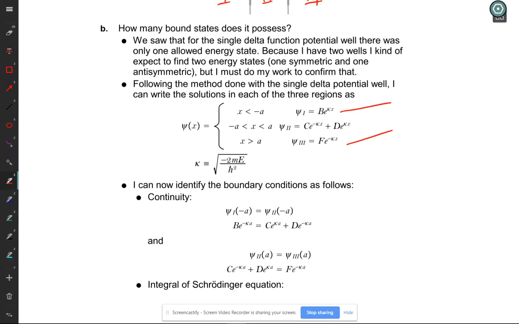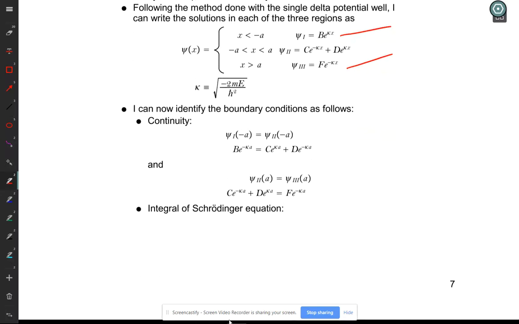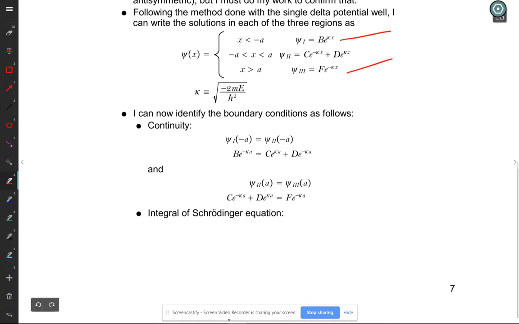So this is the solution from putting it into the Schrodinger equation. What do you do after you put it into the Schrodinger equation? You always apply boundary conditions next. And so my boundary conditions for continuity, psi 1 is equal to psi 2, which gave me that equation at x is equal to minus a.